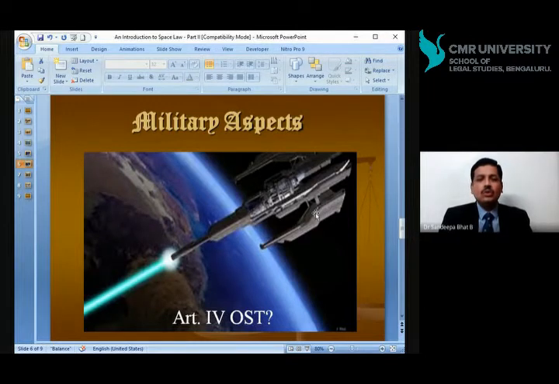And even though Article 3 of the Moon Agreement also speaks about demilitarization, as a stronger provision, it again has limitations, as I have just discussed before. So we need to have a stronger regime in terms of preventing the weaponization as well as the militarization of outer space and celestial bodies.